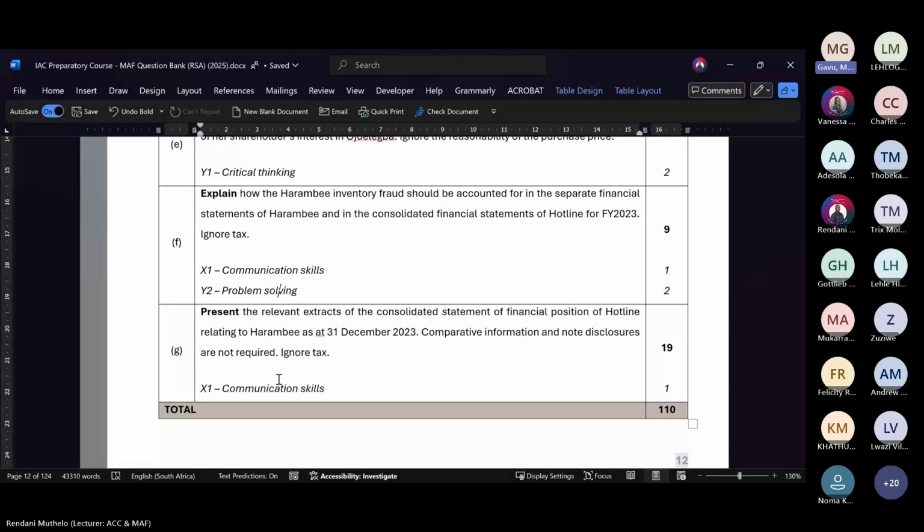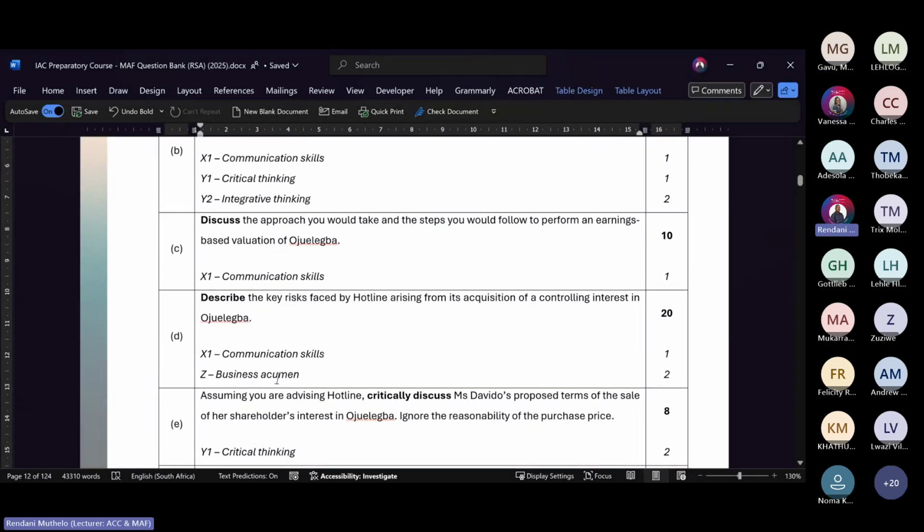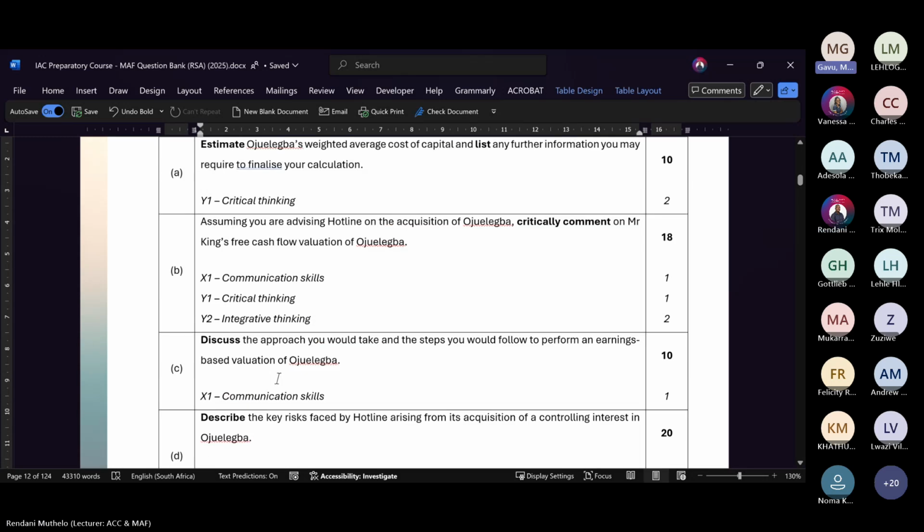A question, Rendani. So go back to question B. Yes, the integrative thinking. That will be the application, I'm thinking. Yes, because now you're integrating different aspects to deal with these critical comments.